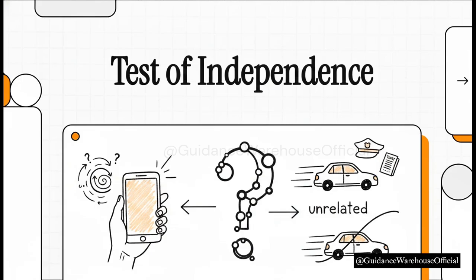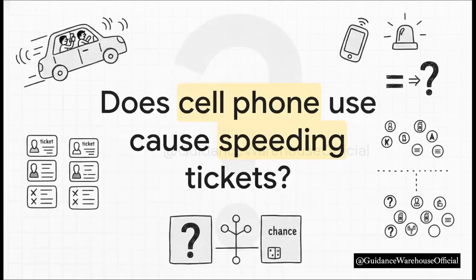Are you more likely to get a speeding ticket if you're using your cell phone while driving, or are those two things completely unrelated? Think about that for just a second. In a real-world study of 755 drivers, some got tickets and some didn't. Some were glued to their cell phones and others weren't. But how do we mathematically prove if the cell phone actually caused the ticket or if it's just total random chance? Well, that is exactly the puzzle we're solving today.